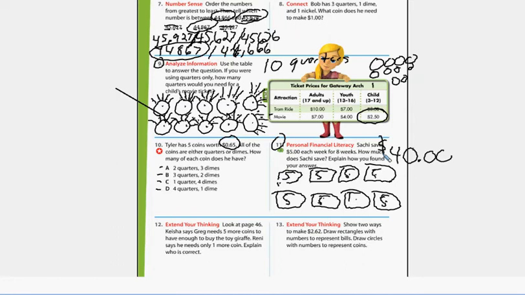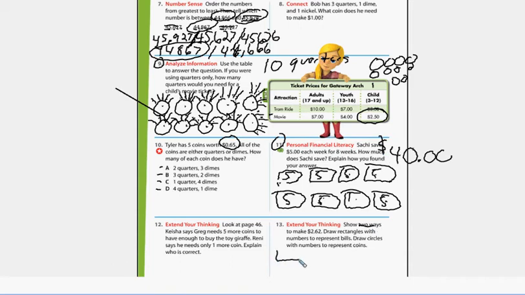Okay, 13, extend your thinking. We're going to do that one together. It says, show 2 ways to make $2.62. Draw rectangles with numbers to represent bills. Draw circles with numbers to represent coins. And we'll do that really quick on this one. Okay, so $2, and it wants us to show it 2 ways. So we'll do it 2 different ways.